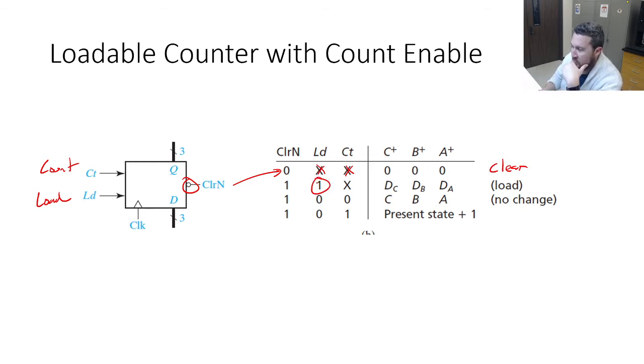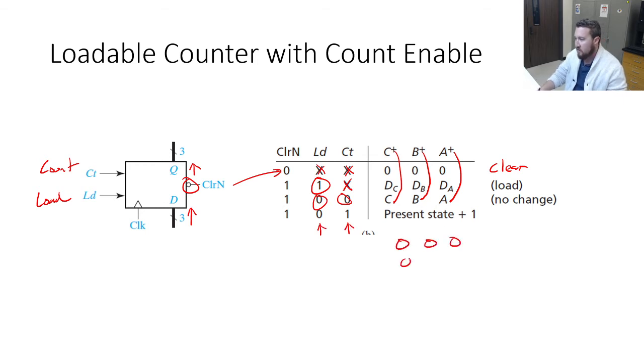The first one is if load is 1. Here they've given load priority. So if load is 1, count is a don't care, and we're just going to load our inputs from D into Q. Then if they're all 0, nothing changes. The next state is the previous state. And finally, if load is 0 and count is 1, then we start counting: 0, 0, 0, then 0, 0, 1, then 0, 1, 0, all the way to 1, 1, 1, and then back to 0 again.